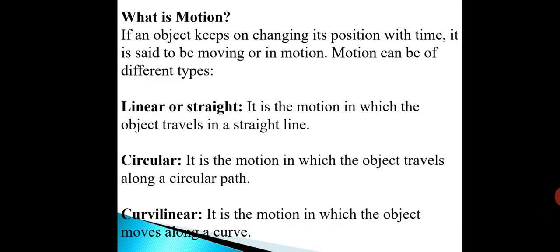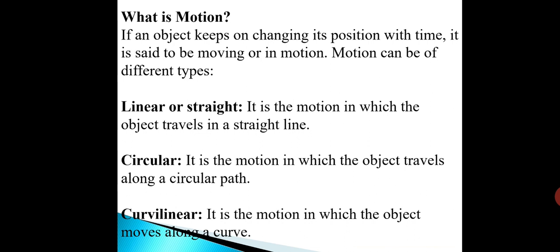Let's move further. Now, what is motion? If an object keeps on changing its position with time, it is said to be moving or in motion. Okay, when it is moving, with respect to time, with respect to the changing of position. Right? So now this motion can be of different types. Number one is linear motion, or we call it straight motion, or I told you in the previous picture about the rectilinear motion.